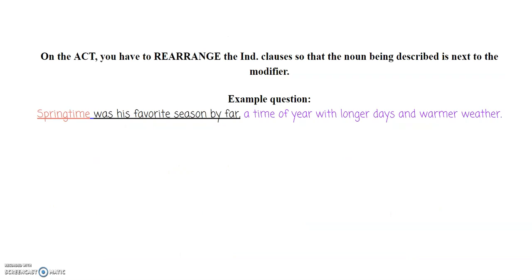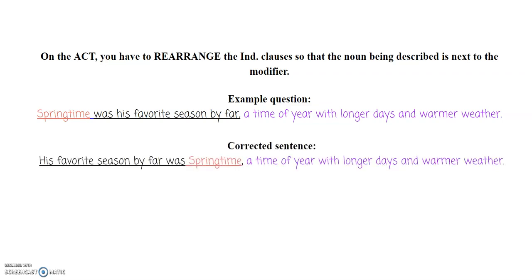In some cases, instead of moving around the modifier, you'll be rearranging the independent clause in the sentence, but with the same goal in mind, to have the modifier next to the noun that it is describing. In this sentence, we have, springtime was his favorite season by far, a time of year with longer days and warmer weather. We know that a time of year with longer days and warmer weather is talking about springtime. But right now, it's describing far. So we're going to rearrange our independent clause to have springtime next to the modifier. So the new independent clause is, his favorite season by far was springtime. So you can see right here.